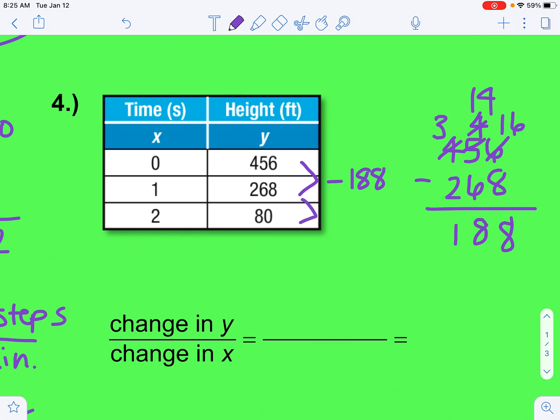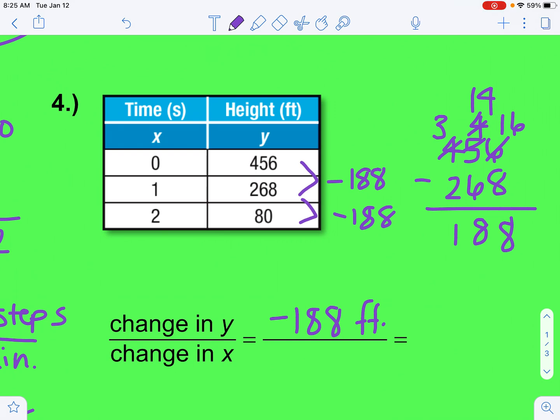Then from 268 to 80, we are also subtracting 188. You could double check it if you wanted, or if you knew that off the top of your head, then you wouldn't need to subtract. So our change in y is negative 188 feet.